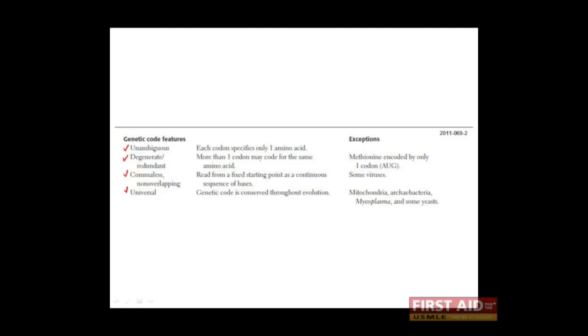Unambiguous means that each codon, which is a set of 3 nucleotides, specifies only one amino acid. Degenerate means that more than one codon can code for the same amino acid.